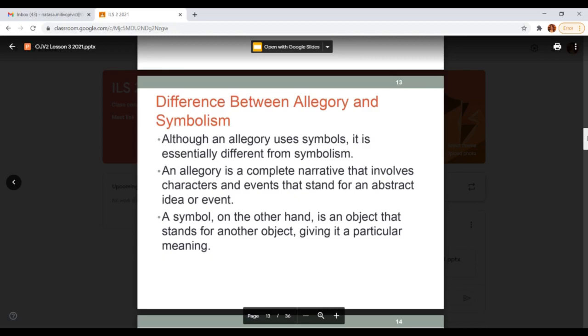So in terms of textual structure, it's not an isolated idea or a character within the story. It's actually the whole story that takes place in the format of a symbol. So an allegory is a complete narrative that involves characters and events that stand for an abstract idea or event, whereas a symbol is just a single object that stands for another object, giving it a particular meaning, usually within a story in some kind of constant recurring manner.